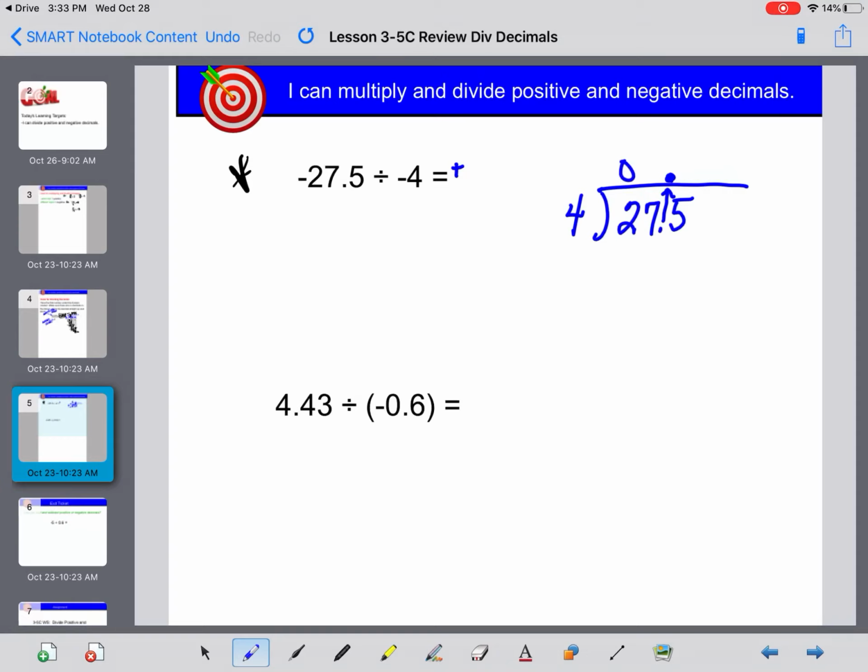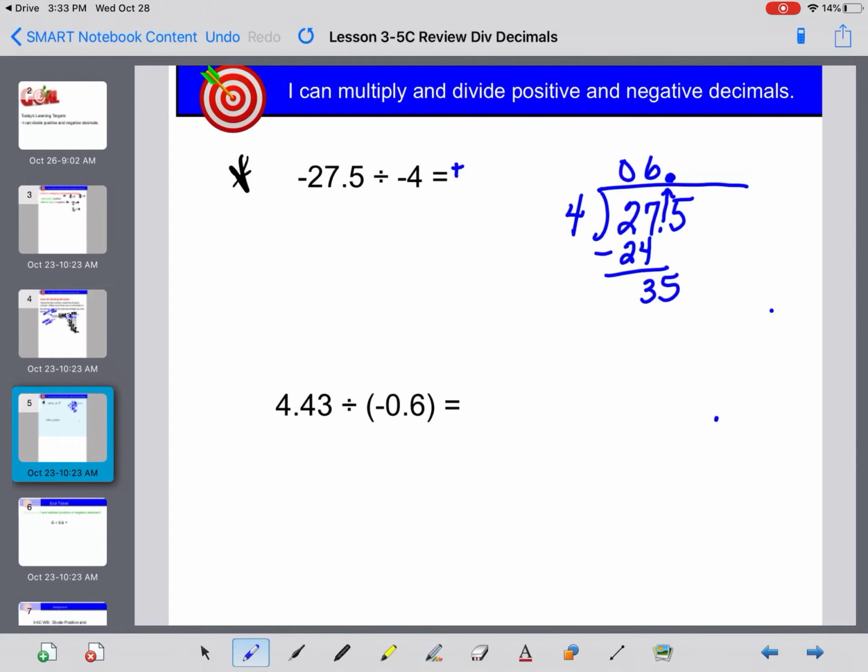Does 4 go into 2? Nope. Does 4 go into 27? Sure it does. 5 times 4 is 20. 6 times 4 is 24. 7 times 4 is 28. That's too big. 6 times 4 is 24. 7 minus 4 is 3.